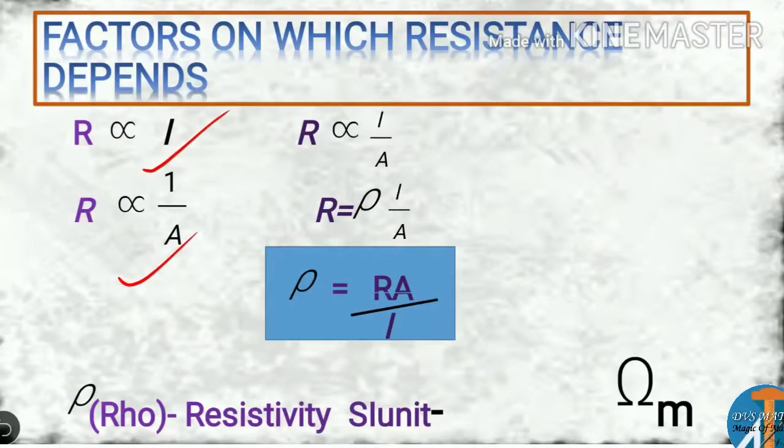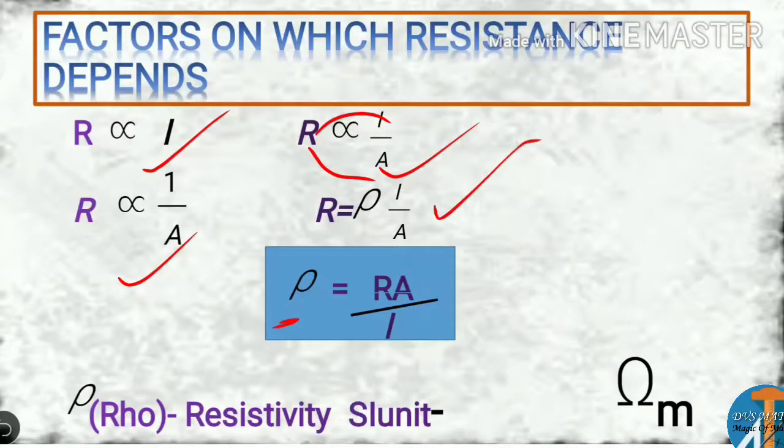So here observe, R is proportional to L, R is inversely proportional to A. Together we can write like this. R is proportional to L, R is inversely proportional to A. As we have a proportionality symbol, we have to convert that into equals. Here we are introducing a constant called rho. It is called the rho symbol. So R is equal to rho L by A.